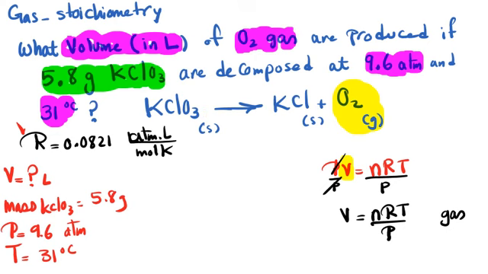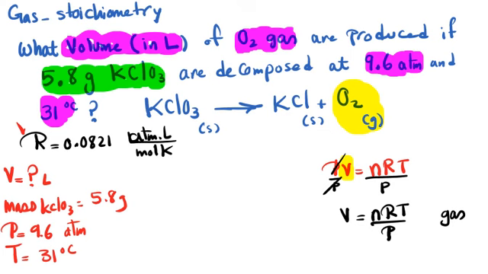So based on this equation, we are able to convert potassium chlorate to oxygen. That is why we call these stoichiometric problems. In stoichiometric problems, you are able to convert one substance to another one.